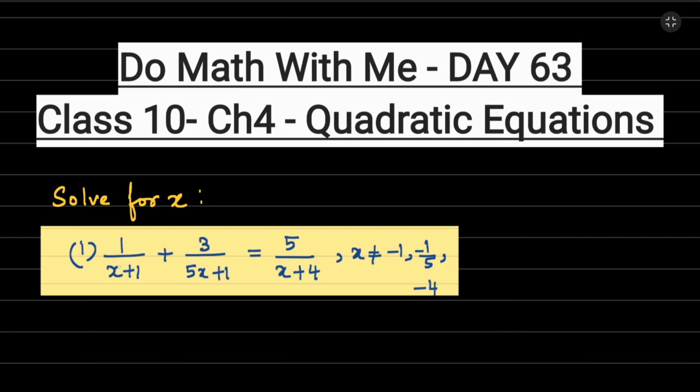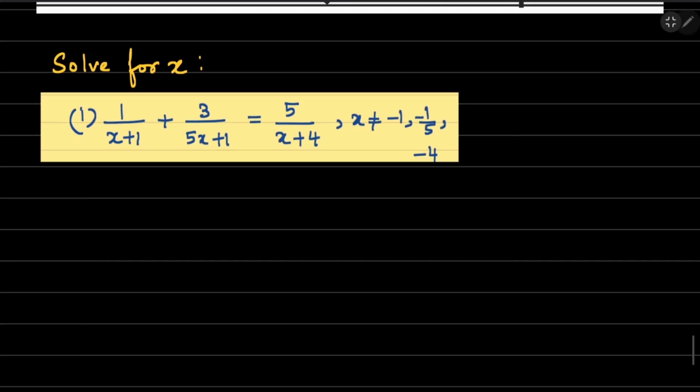So the very first question is 1 by x plus 1 plus 3 divided by 5x plus 1 is equal to 5 by x plus 4. But mainly what you have to notice, x should not be equal to either minus 1 or minus 1 by 5 or minus 4. So let's solve this.